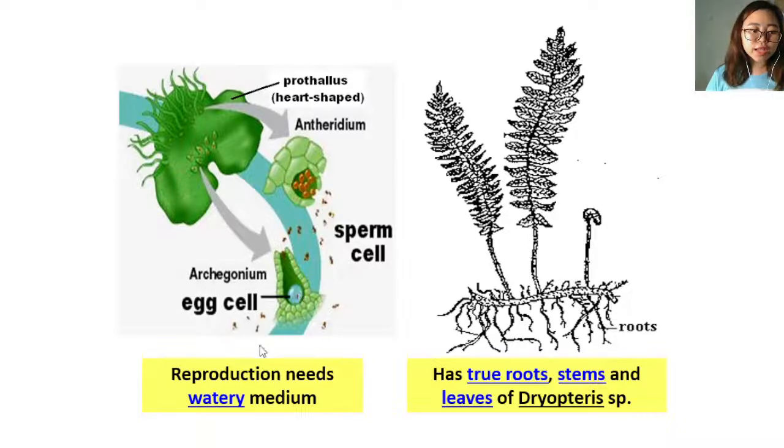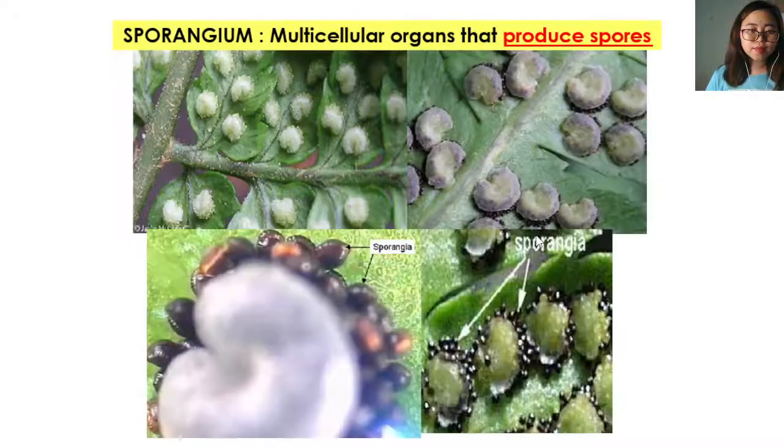In this first diagram, we are showing that the reproduction of pteridophytes needs a watery medium. Okay, you can see from this the prothallus, there is antheridium, there is archegonium. Sperm cell from the antheridium will swim to the archegonium of another plant. You can see in this diagram, it is showing the true roots, stems, and leaves of Dryopteris. Okay, so this is what the spores of the ferns look like.